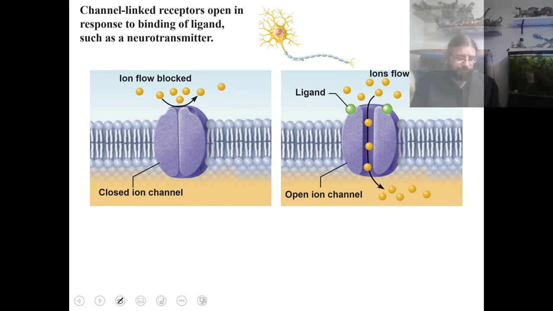Channel-linked receptors open in response to binding of a neurotransmitter. Ligand is just a general term for something that binds and activates. So a ligand binds and activates the channel protein and ions flow through, and that's your actual graded potential. So this ligand here, that would be our neurotransmitter, essentially.